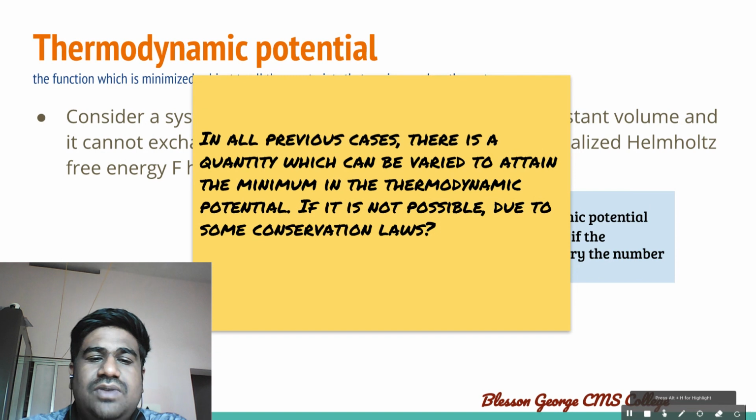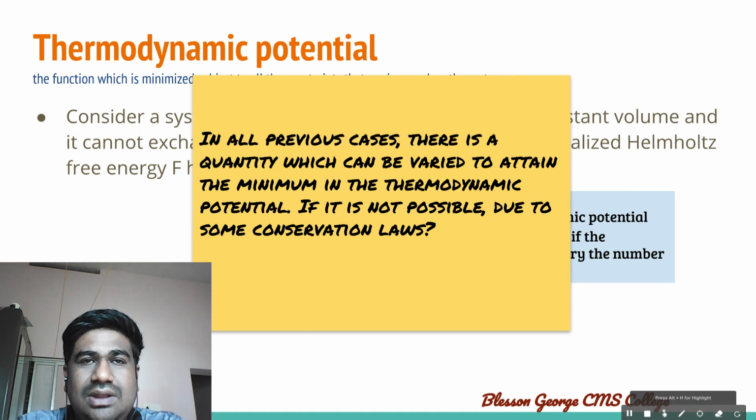So in all these previous cases, there is at least one quantity which can be varied to attain the minimum. In the first case, we have two. That means energy and volume can be varied. In the second case, we can vary the number of particles. In the third case, we can vary the magnetization.